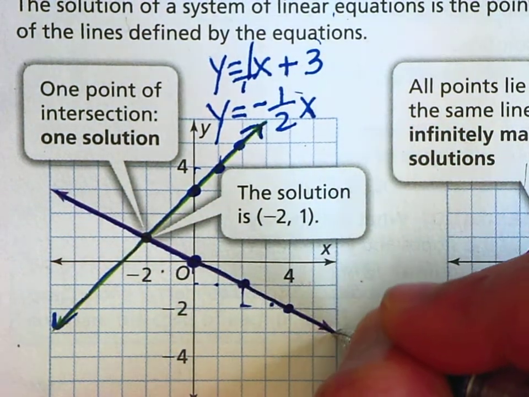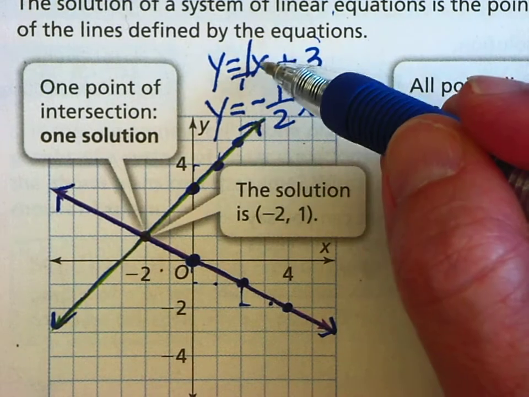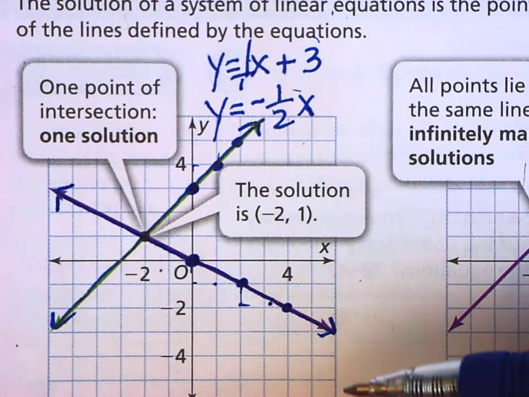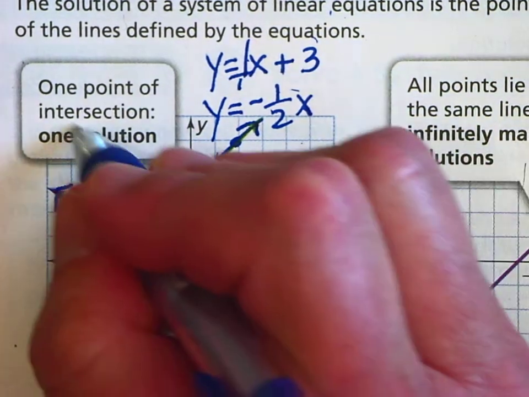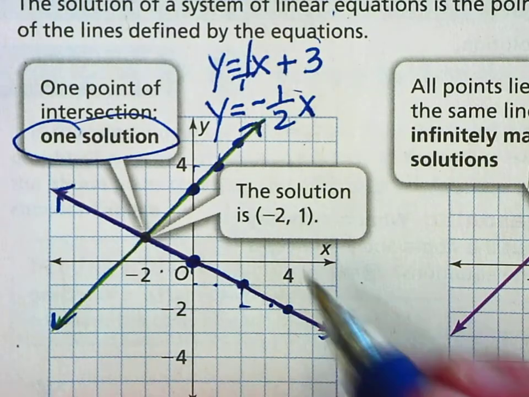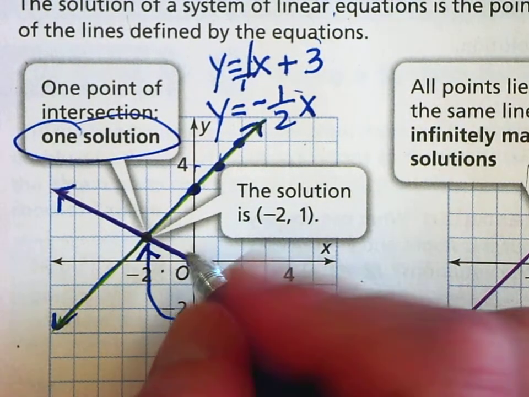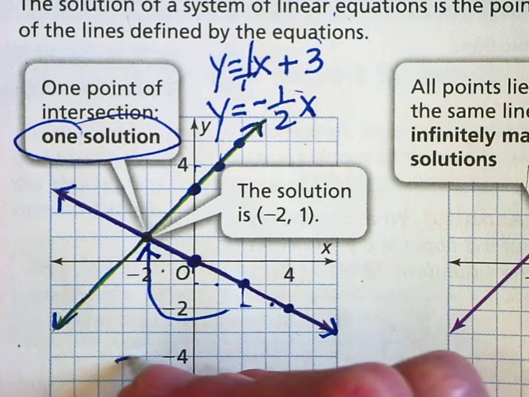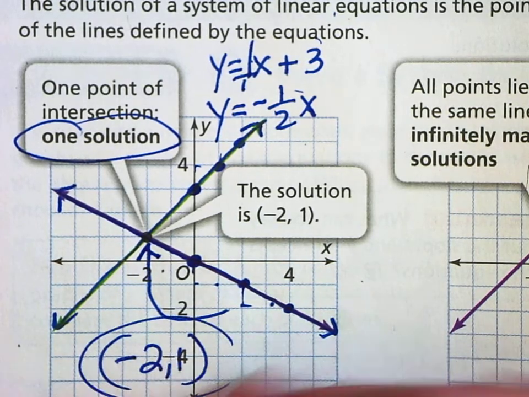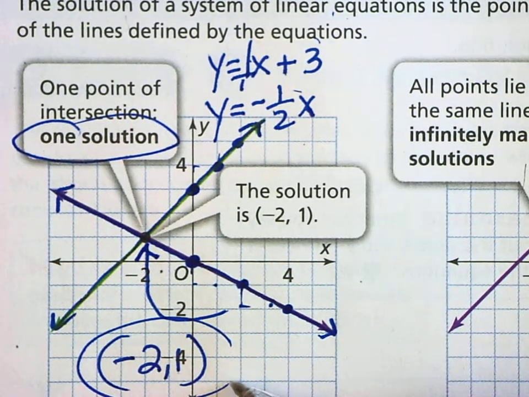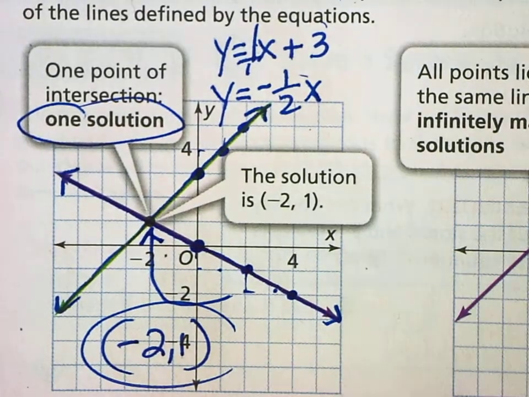So now, folks, where these two lines intersect, because the slopes are different, I know these two lines are going to intersect and there's going to be one solution. If your lines are intersecting lines, you have to name the point where they intersect. So that is negative 2, 1. Negative 2, 1 is your solution. Again, if the lines intersect, you have to name the solution, the point where they intersect.